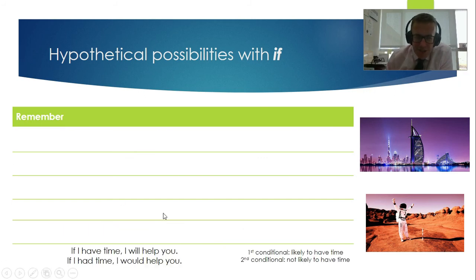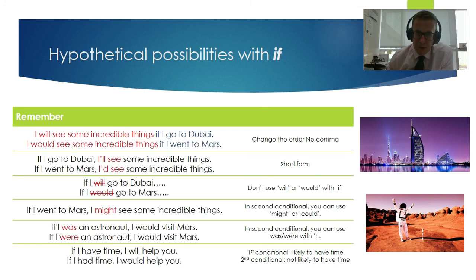And look at these two sentences. If I have time, I'll help you. If I had time, I would help you. So these are really similar, but in the first one, it means I'm likely to have time. You know, I'm free every day, I can help you. If I have time, I'll help you. If I had time, I would help you means I'm busy all the time and it's very unlikely I'm going to help you. Okay, so these first and seconds can depend on your own feeling, your own opinion in the situation. So please remember to study these.